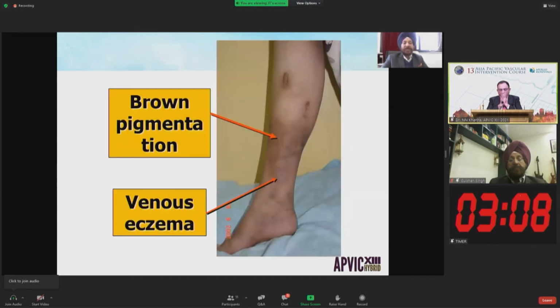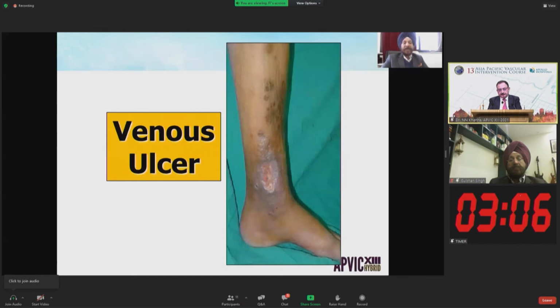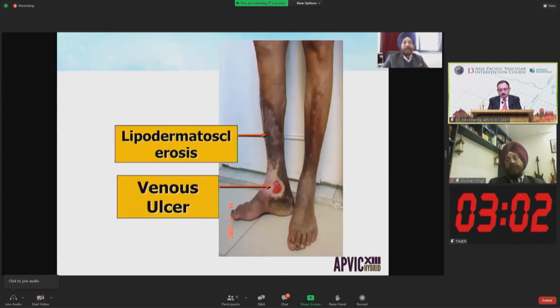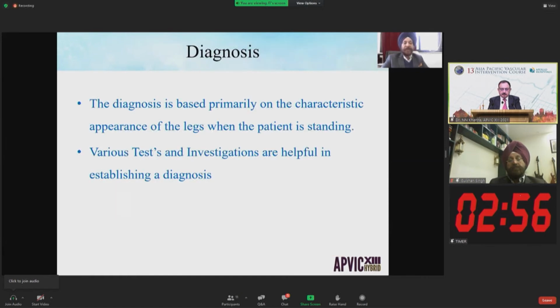This is showing brown pigmentation and venous eczema. This is showing venous ulcer just above the medial malleolus. This is showing lipodermatosclerosis and venous ulcer as well on the same side.